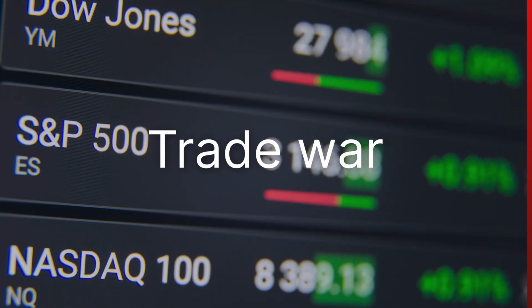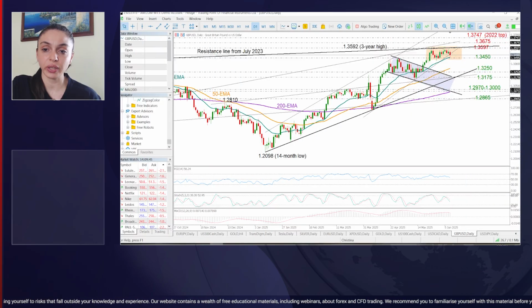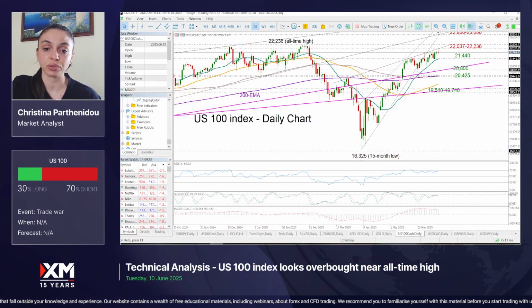Now, finally looking at the US 100 index, we can see that the price is still trading marginally below the all-time high of 22,236, just below the 22,000 psychological mark as well. Probably traders are waiting for more news from the trade negotiations in London.